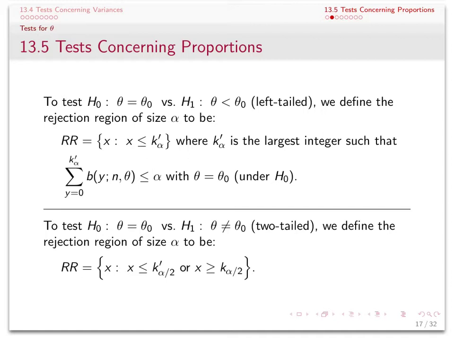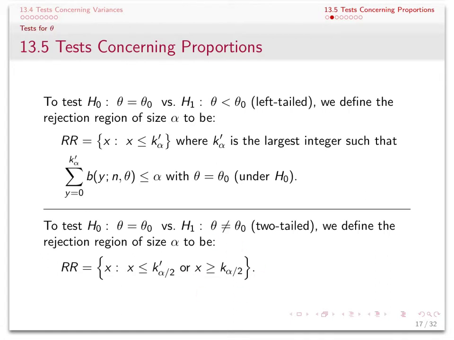Versus our two-tailed rejection region, it's going to look like a combination of the two left and right-tailed rejection regions that we just constructed. This will be of size alpha, and it's given by the set of x values where x is either less than or equal to some k alpha over 2 prime, or x is greater than or equal to some k alpha over 2.